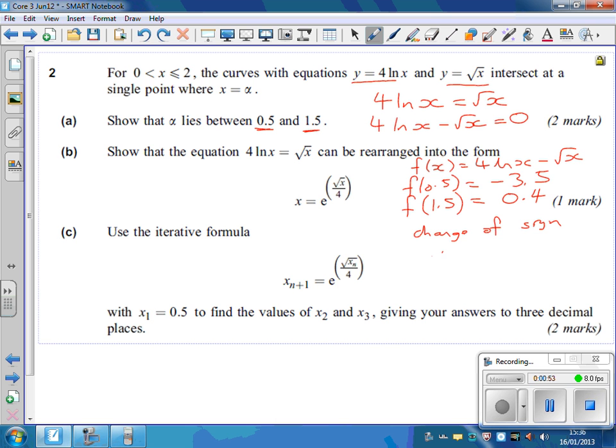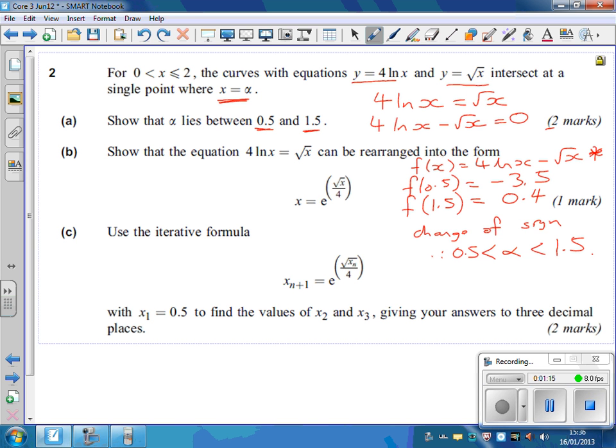Change of sign, and therefore our root, which is being called alpha, is somewhere between these two values, somewhere between 0.5 and 1.5. 2 marks for that. It does say you need to have defined f there, though, for the exact bit. Then we've just got to do a bit of rearranging for the second one.